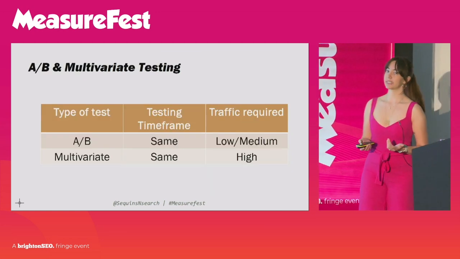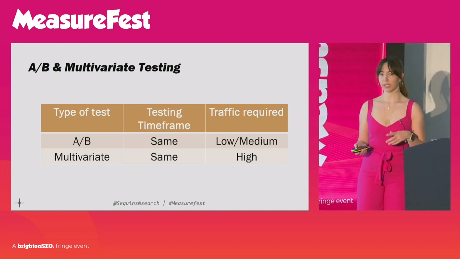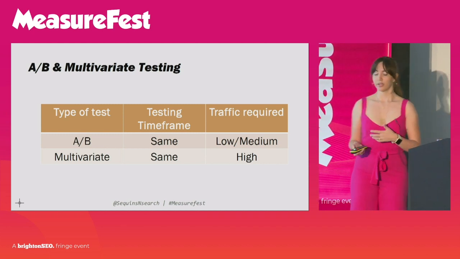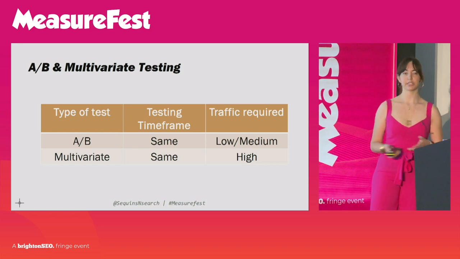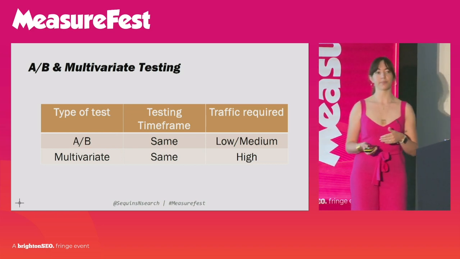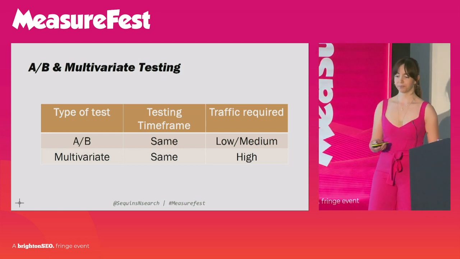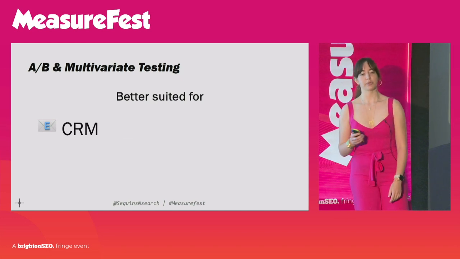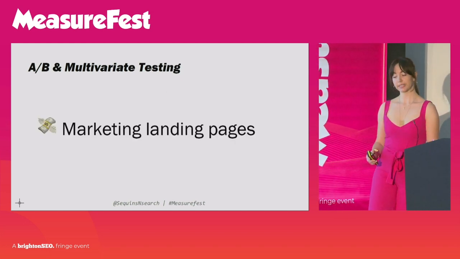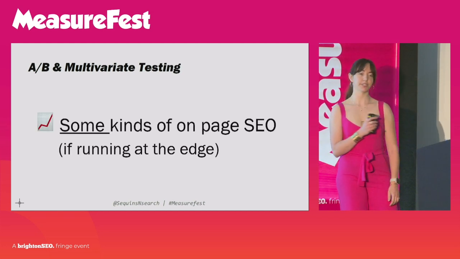And the main difference is that these two test designs require different levels of traffic. A/B testing can be done with low or medium traffic as well, but multivariate testing needs to be done with a sizable amount of traffic, because otherwise you cannot really draw conclusions. So these test designs are better suited in general for CRM, UX and CRO testing, marketing landing pages, paid campaigns, and some kind of SEO tests.